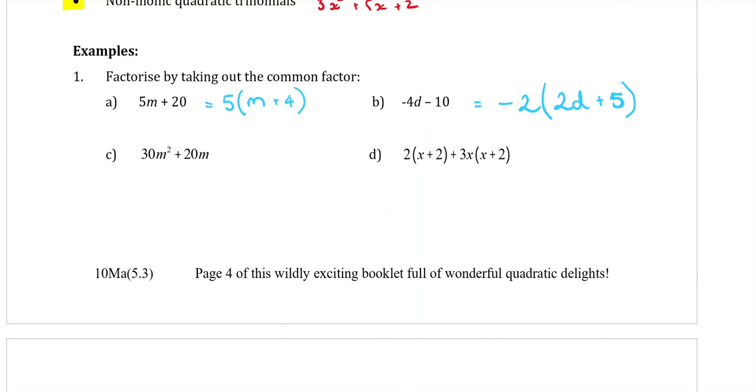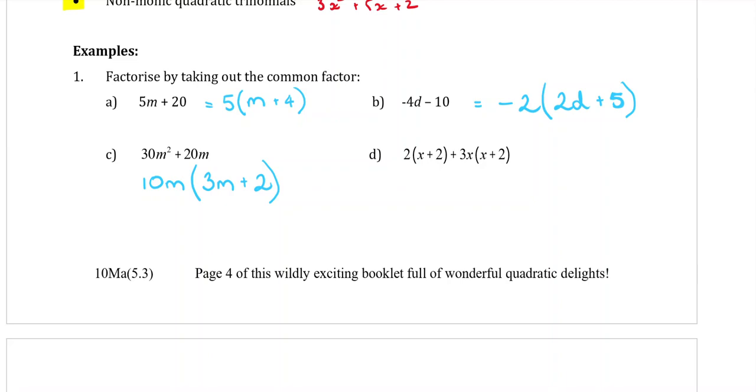Question C. 30 and 20, both of those numbers can be divided by 10. But there is also an m that is in both of those terms, so I can have letter factors as well. Opening up the bracket, 30m squared divided by 10m will be 3, and there'd be 1m in the bracket because the m squared means there's 2 of them, one's out the front and one will still be inside. 20m divided by 10m, 20 divided by 10 is 2, and the m from that term is going out the front.